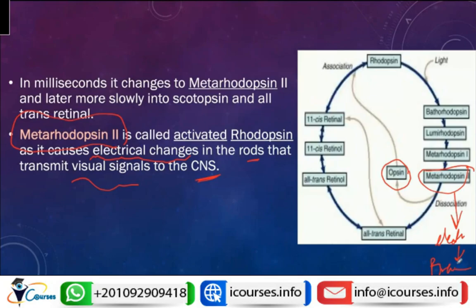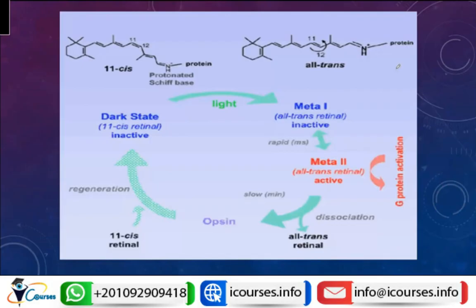So what happens next? Well, if this will be the only process that will occur, then eventually at one time we will have all our rhodopsin depleted, so it will all finish. So we need to regenerate this molecule of rhodopsin. So let's see what happens now.